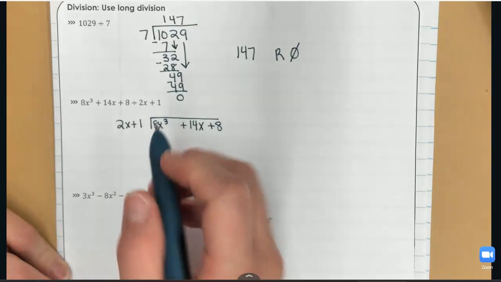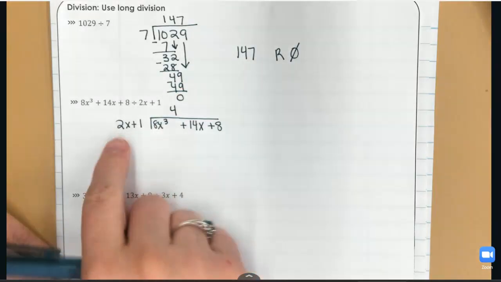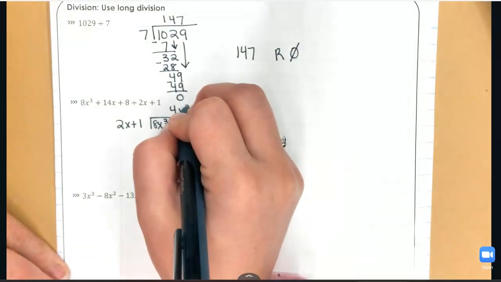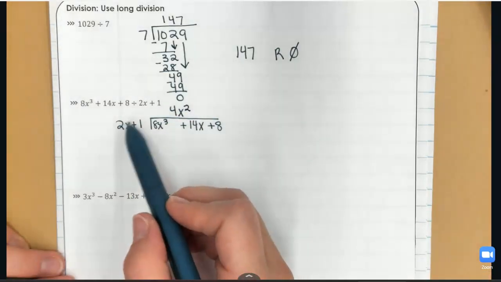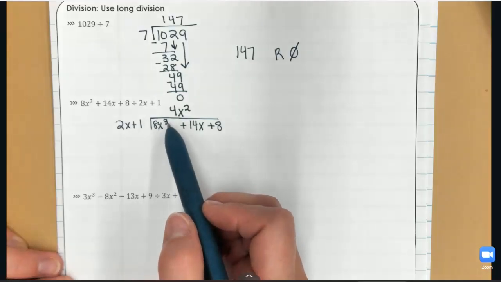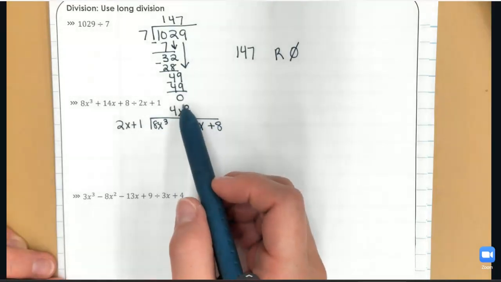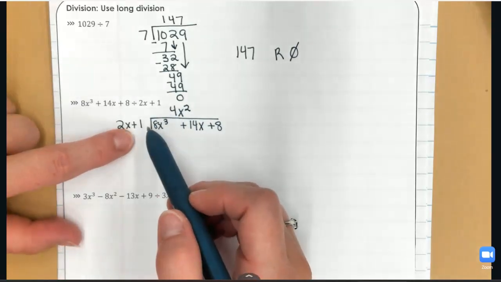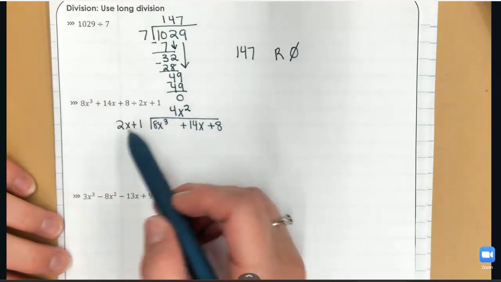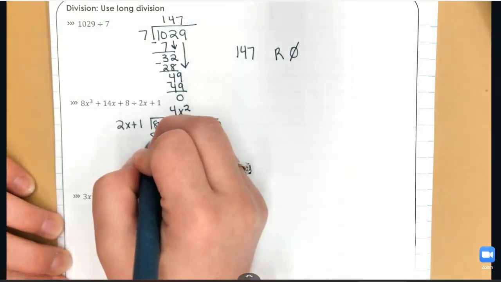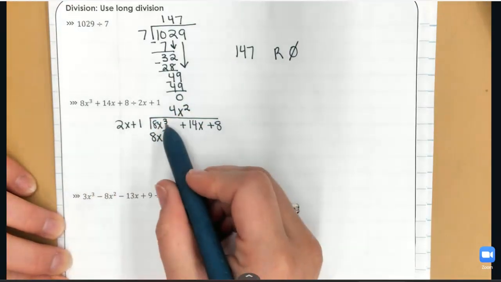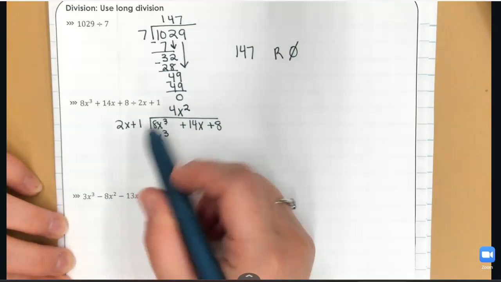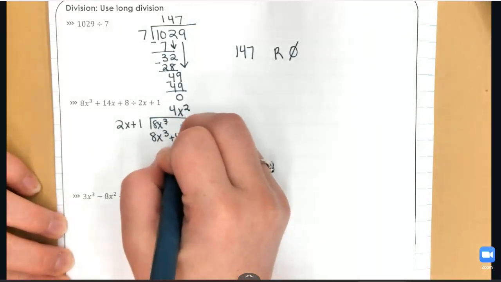Well, for 2 to become 8, I would need to multiply by 4. And for x to become x to the third, I would need to multiply by x squared. So that's how many times 2x is going to go into 8x to the third. Now I'm going to multiply 4x squared by my divisor, and I have to multiply by the 2x and the 1. So 4x squared times 2x gives me 8x cubed, and that should match because we're wanting that first term to cancel. Now 4x squared times 1 is just going to be 4x squared.